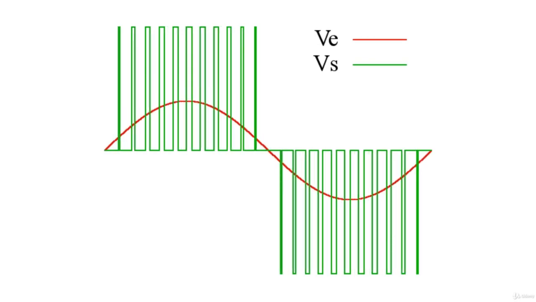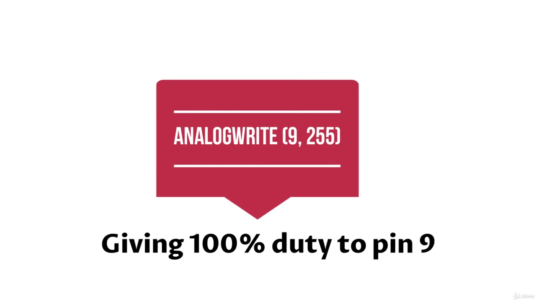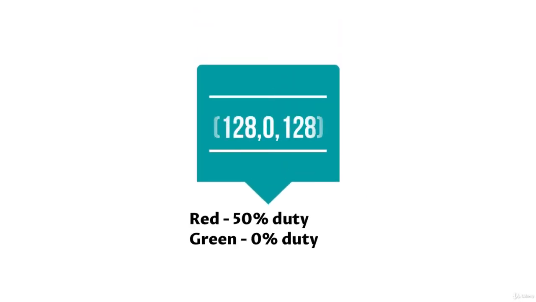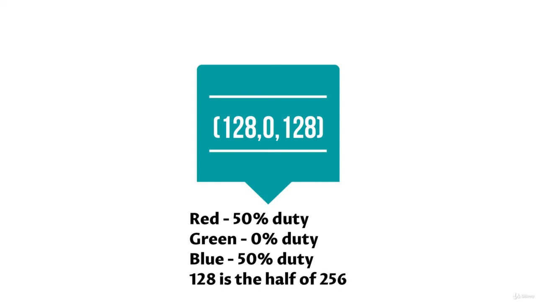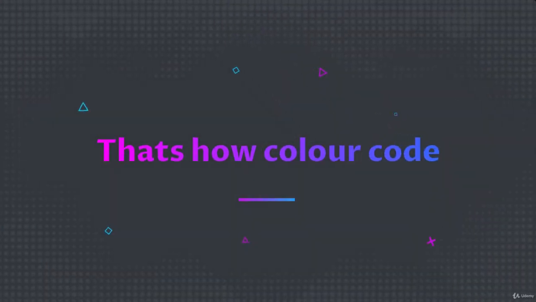You have studied that when we write analogWrite within brackets a pin comma 255, it means we are giving 100% duty. So suppose I give you a ratio of 128, 0, 128. Then I am giving 128, that means 50% duty to red, 0% duty to green, and 50% duty to blue. How? Because if 255 represents 100%, then 128 represents 50%. That's how we got the color code, and that's how I'll program the RGB LED.